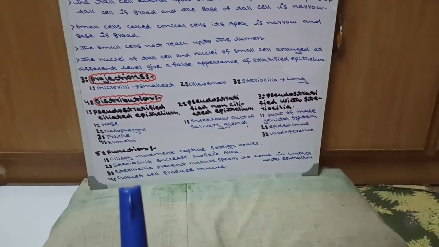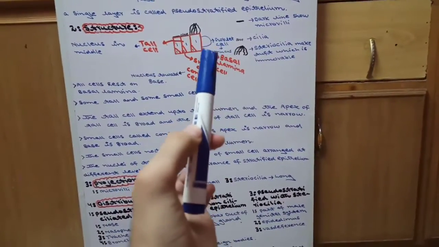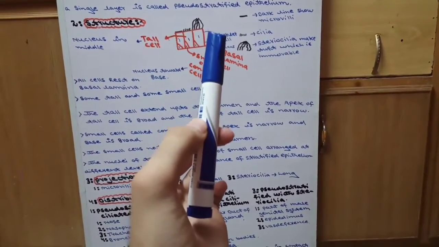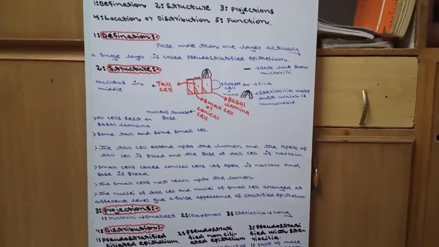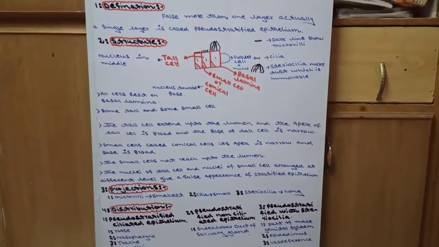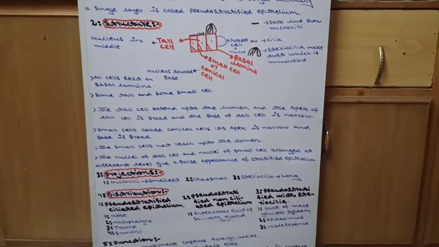Number three, stereocilia prevent mature sperm from coming in contact with the epithelium. The fourth is goblet cells produce mucus. These goblet cells produce mucus which is also responsible for capturing foreign bodies in the respiratory epithelium.